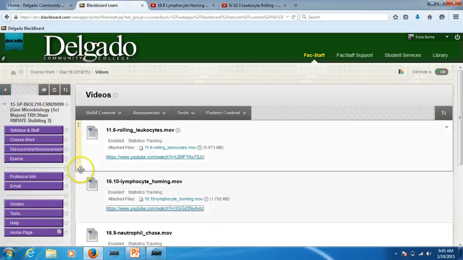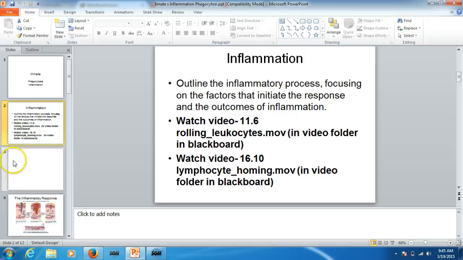Okay, so that brings us to the PowerPoint for today. You'll notice that we're going to outline this process of inflammation. What are the steps in the process? We're really going to focus on the factors that initiate this process, so things like tissue damage, invasion, and release of those chemical signals that are going to call the cells there. What is the benefit? What's the outcome of inflammation? Why do we want those white blood cells to get there? Anyone have a clue or a guess?